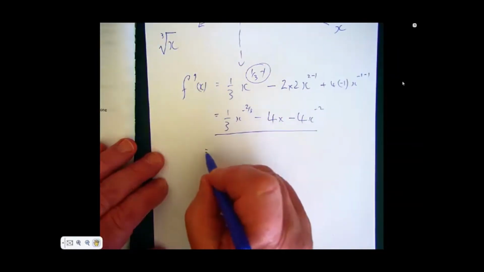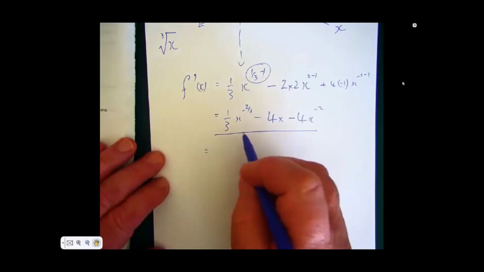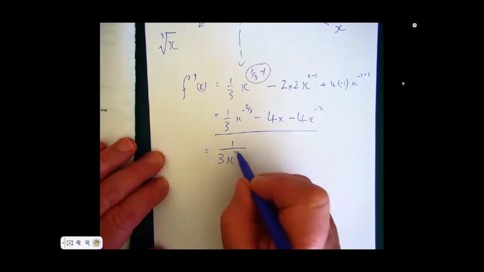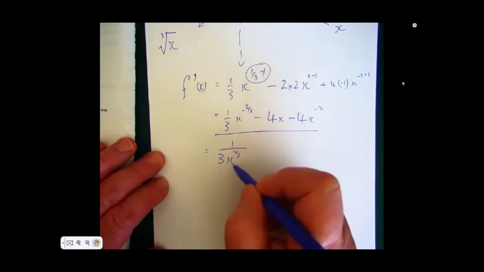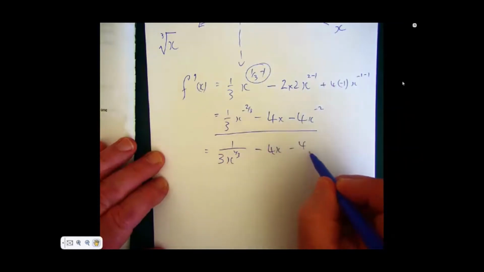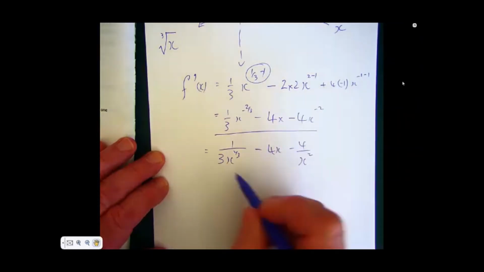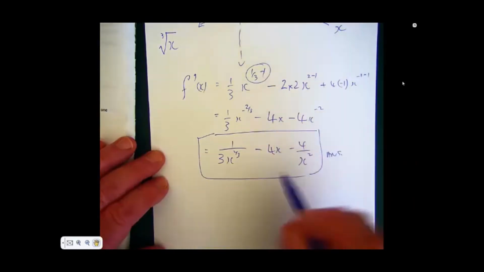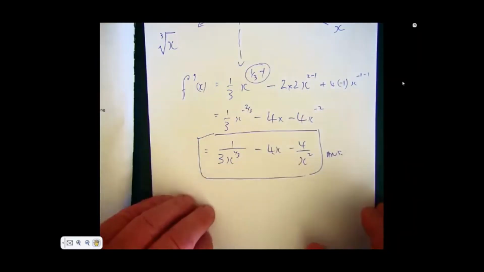This will also be the same as this. You could write this as 1 over 3 x to the 2/3. If it comes below the line, then it's a positive. Minus 4 over x to the 2. This is just an alternative way of writing the answer in your book there. And be prepared to use that one as well.